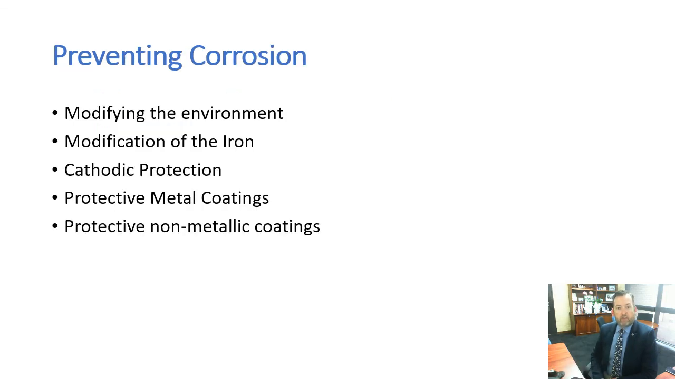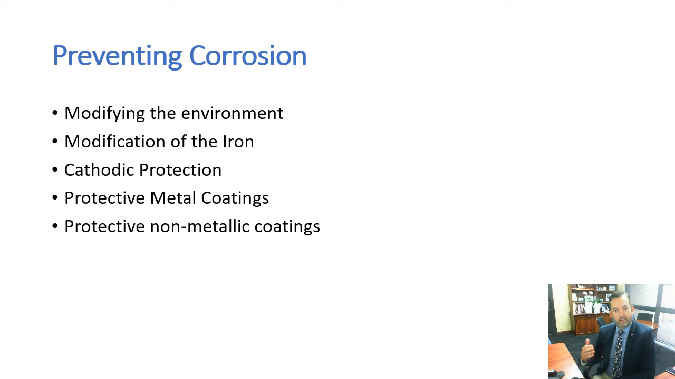So we can modify the environment, take away the oxygen, take away the water. We can modify the iron. We can alloy it to make it less likely to corrode. We can cathodically protect it. Now what that means, and I'll get you to look this up, is that you apply a voltage to the metal. And what that means is that you apply electrons to the metal.